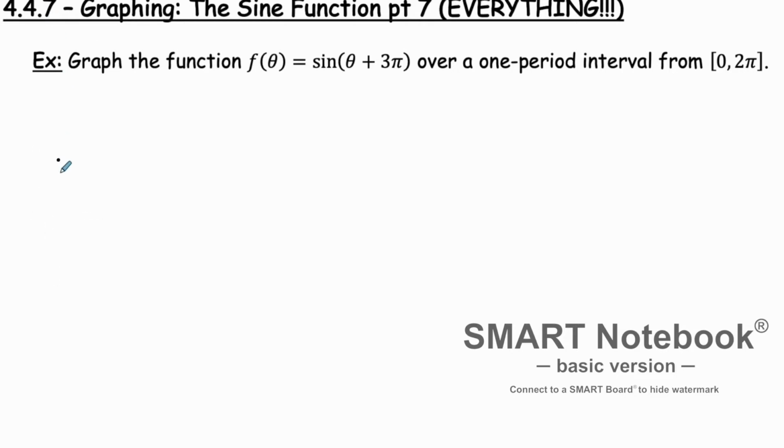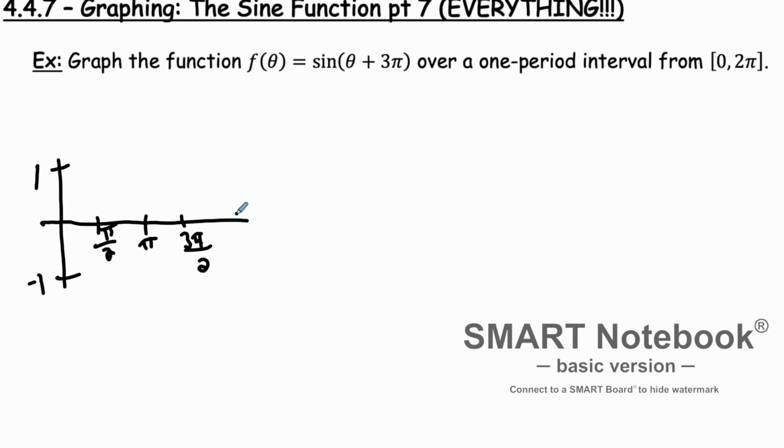Let's start this over. All right, so start off with our parent function here. So, again, 1, -1, 0, pi over 2, pi, 3 pi over 2, and 2 pi. All right, so we're going to start off with f of theta is equal to sine theta. So we got our points at 0, 0, pi over 2, 1, pi, 0, 3 pi over 2, -1, 2 pi, 0.